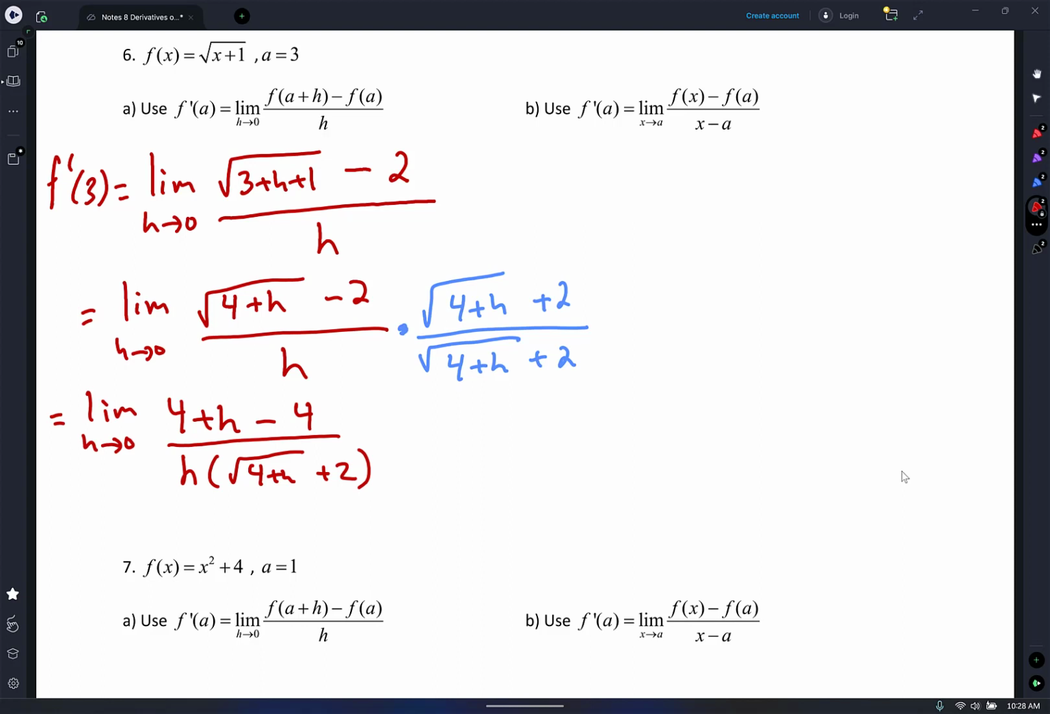What's going to zero out first? The 4s. Now that I've zeroed out the 4s, what can I cancel out? The h's. Now can I do direct substitution? Yes, this h here inside is going to approach 0. So you get the square root of 4. What's the square root of 4? So I have 1 over 2 plus 2, which is just 1/4.